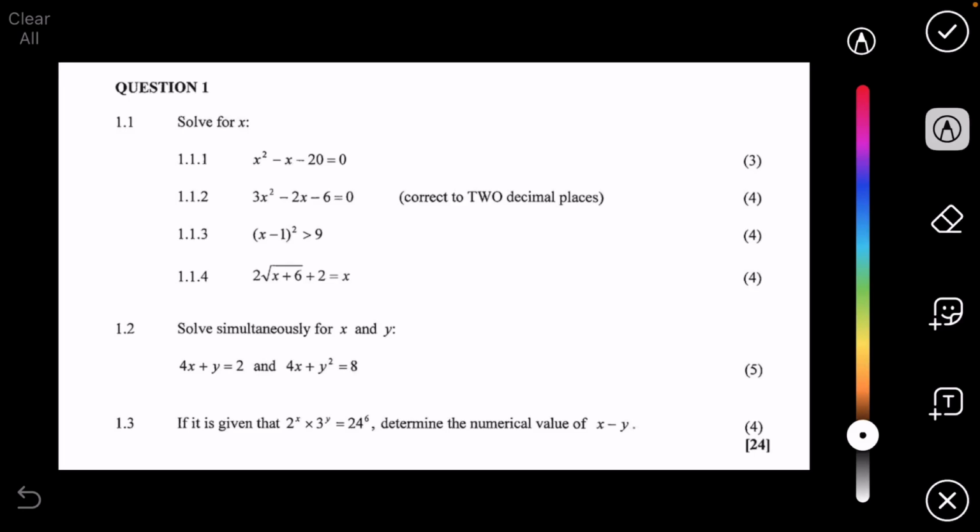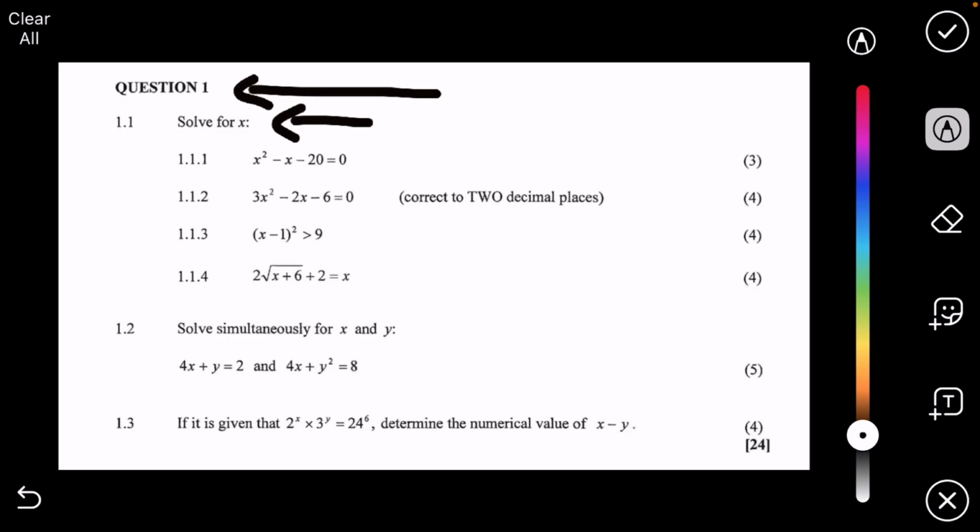So ladies and gentlemen, at all times, please do make sure that you carefully read the questions. Okay, so this means your question 1 is most likely to look similar to this one. So obviously guys, as you can see, we've got question 1 where you are required to solve for x.